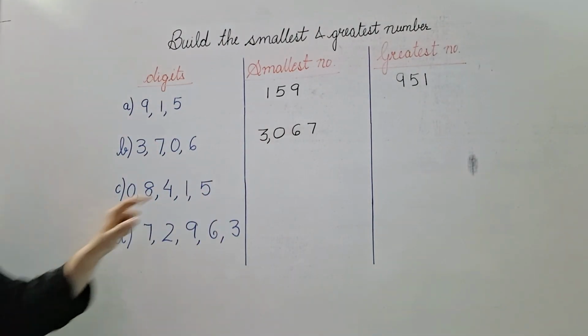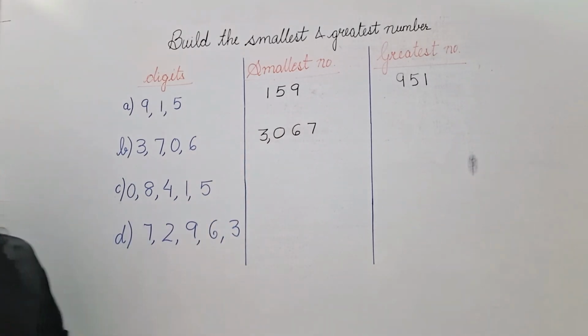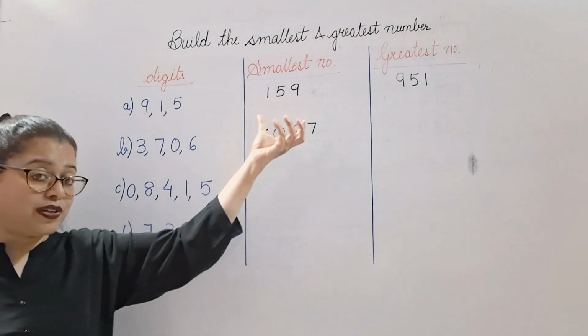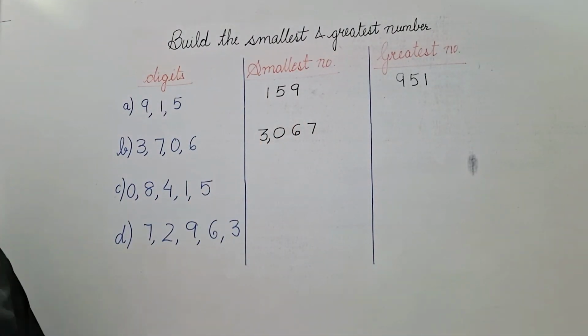How many commas will we put? Only one comma, after the thousands period. Yes, so what is the smallest number? That is 3,067. ठीक है, आया समझ में?